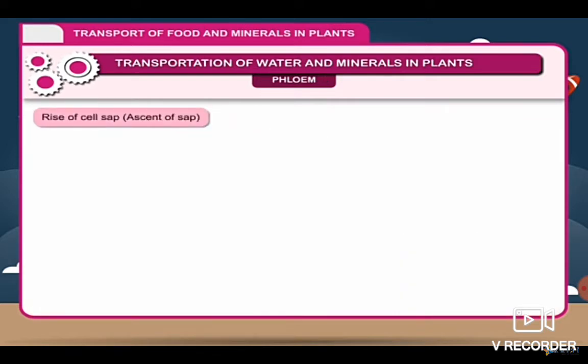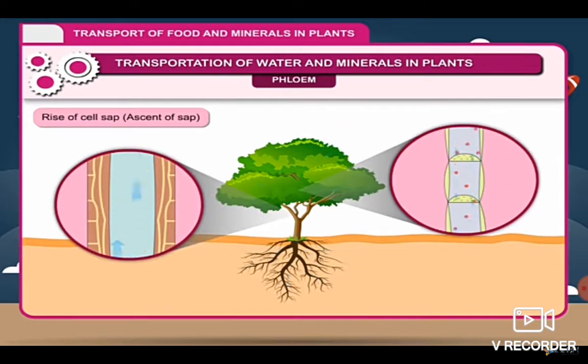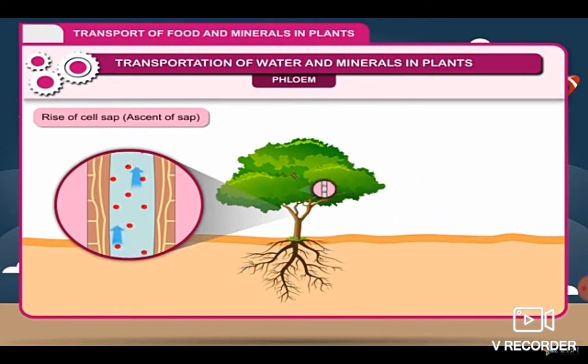Rise of cell sap. Ascent of sap. In plants, it is an important feature to carry out vital activities which occur through xylem and phloem. Water is absorbed through the roots and conducted to other parts of the plant where it is used for various purposes. The minerals in the form of water solution are also absorbed by the xylem from the soil. Thus, xylem acts as a pipeline for conducting water.